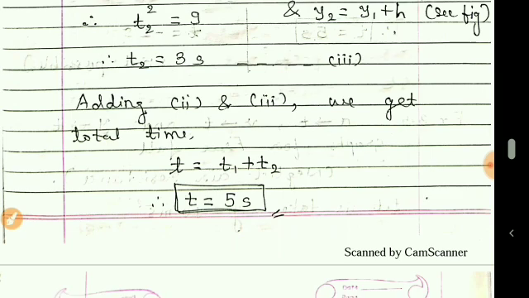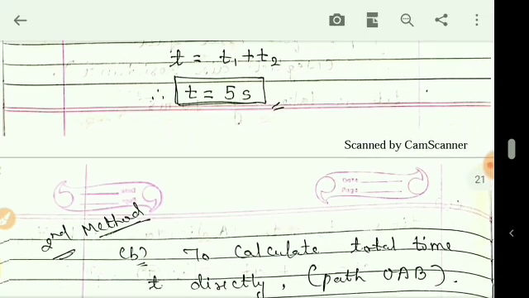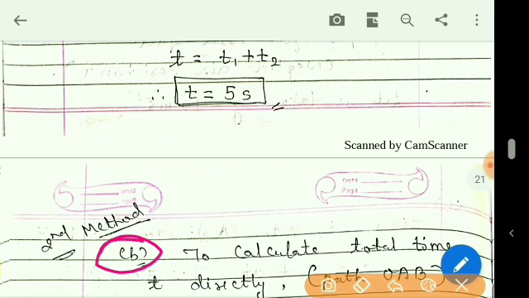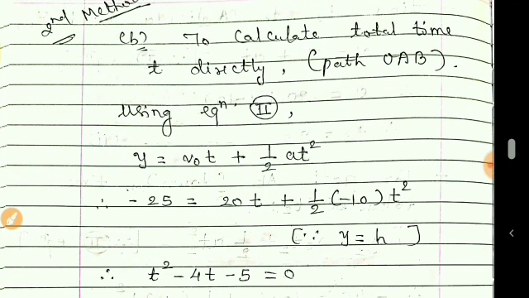I hope students you understand this. Now this B part, that is to obtain the total time for an object to reach the ground, can be calculated in another way. In this method, directly we can obtain the time. That means there is no need to find time t1 and then t2 and then to add both. Directly we can find the time.